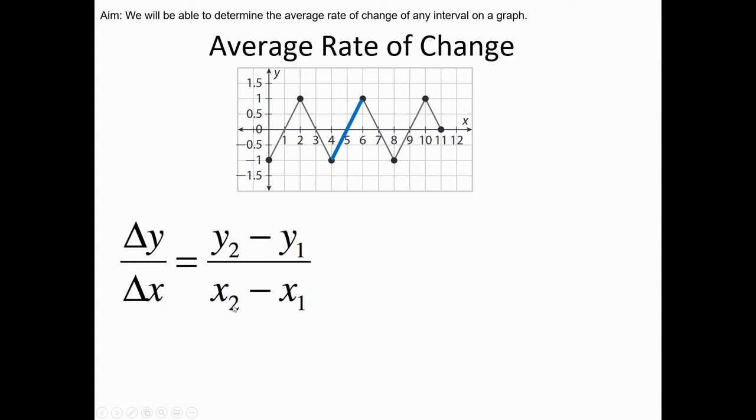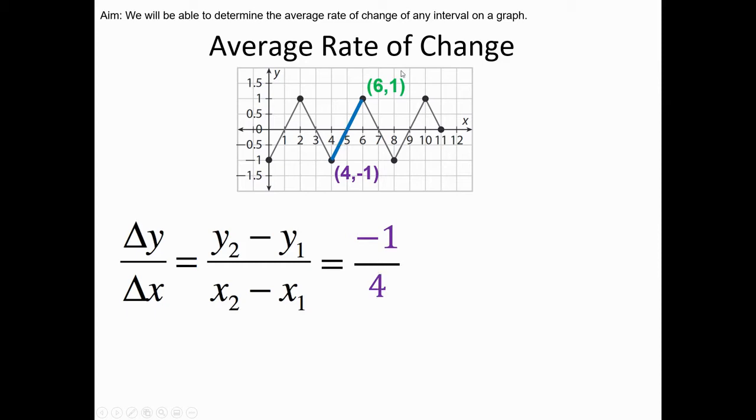So as I said, we're going to take a look at these endpoints. The right side is (6, 1), and the bottom side is (4, negative 1). I'm going to replace the y values with the two y values here, negative 1 and 1, and the x values with 4 and 6. Let's start with the first point. I'm going to put the negative 1 on the top and a 4 on the bottom. They need to match up like this.